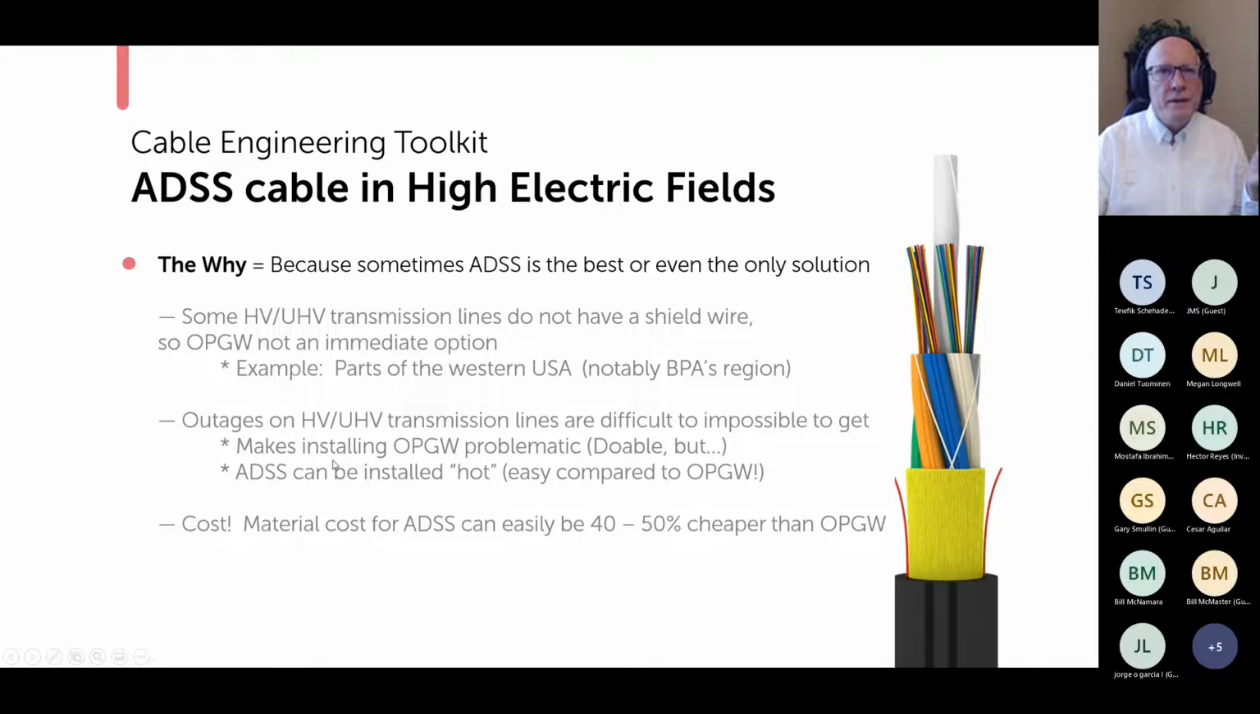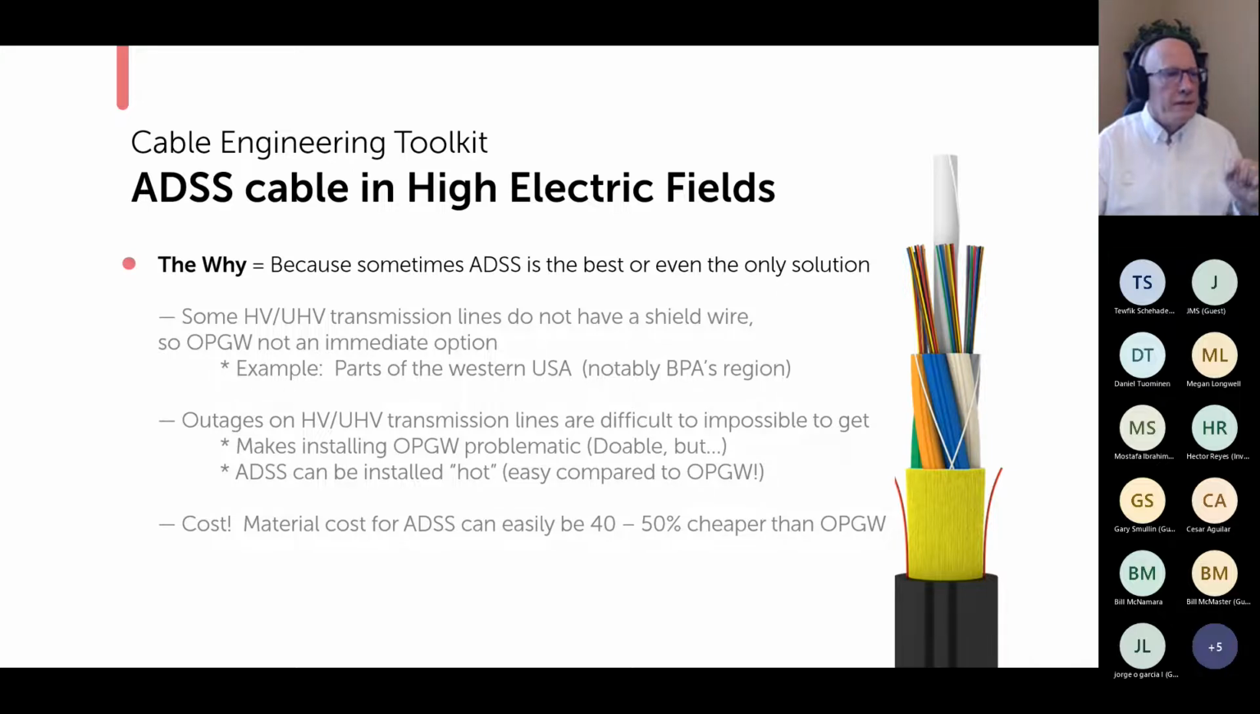And so, yes, in theory, you can install OPGW hot, but that runs into some practical problems because of the obvious safety concerns about the induced voltages and currents that you would get on a metal cable like that. So even though it can be done, and there are people that do it, it's not done very frequently.